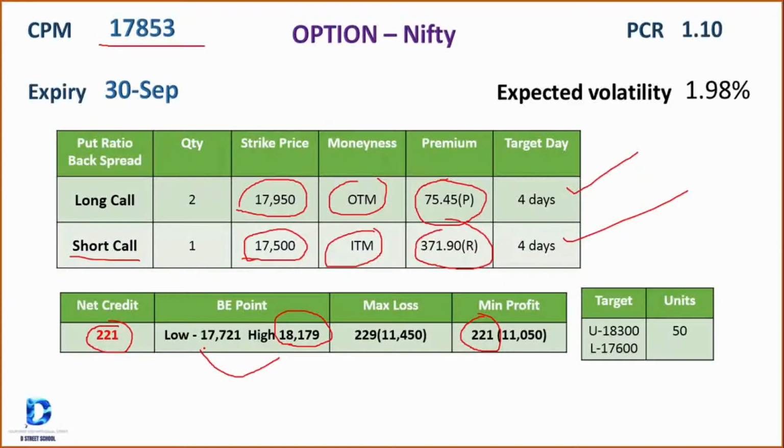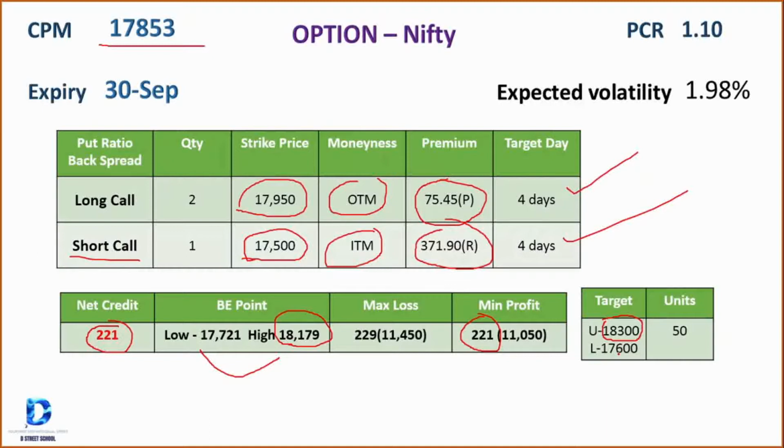What happens when Nifty goes in the direction we predicted? Our profit will start booking at the level of 18,179. Once Nifty crosses this level, we will be booking profit. We will not be stopped at any level. As long as Nifty goes in the direction, we will be booking unlimited profit. So what would be our target prices? When Nifty comes to 18,300, we will exit.